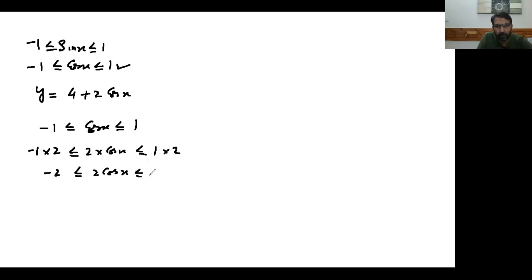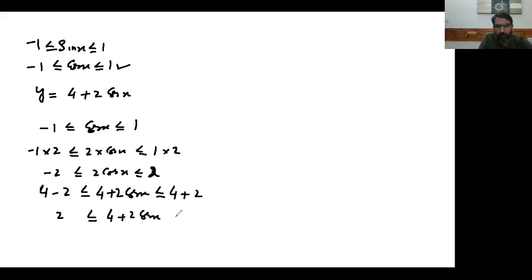So this becomes -2 less than or equal to 2 cos x less than or equal to +2. Now we still have to add 4 to every place. So 4 minus 2 is less than or equal to 4 plus 2 cos x, which is our desired function, less than or equal to 4 plus 2. 4 minus 2 is 2, and 4 plus 2 is 6. So the minimum value of the desired function is 2 and the maximum value is 6.